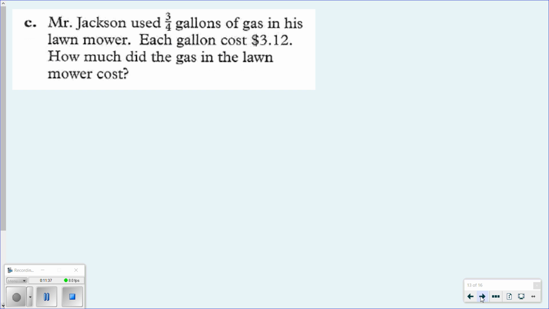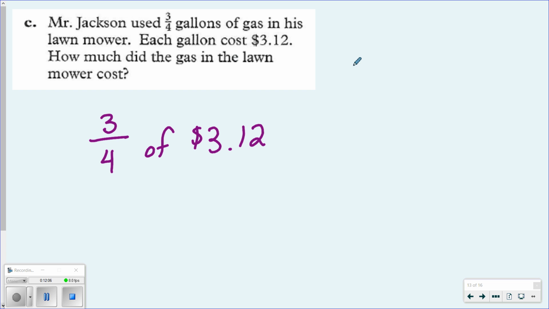Mr. Jackson used 3/4 a gallon of gas in his lawnmower. Each gallon costs $3.12. So how much did the gas in his lawnmower cost? Alright, so we need to figure out what is 3/4 of $3.12. I usually like to do the division part of it first. So remember, the denominator is your divisor.